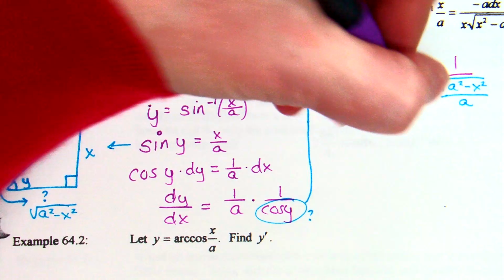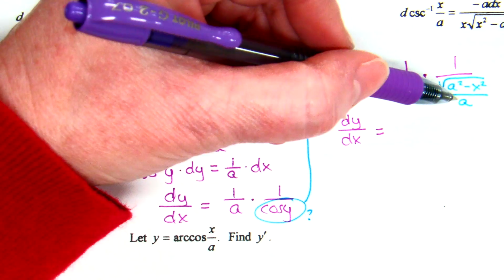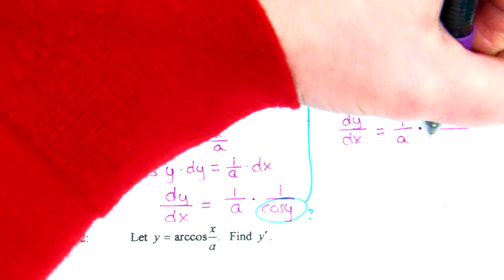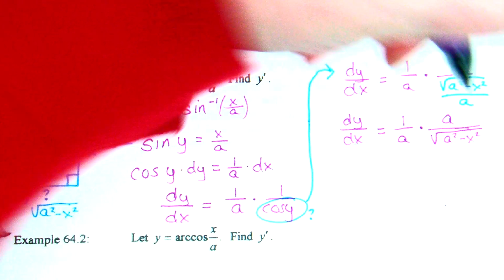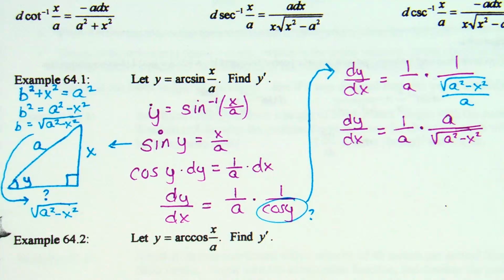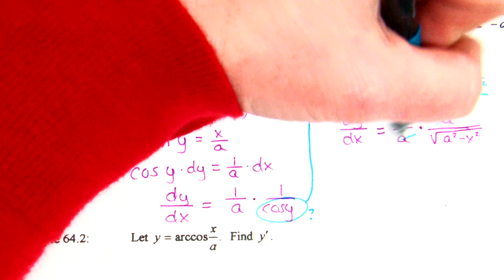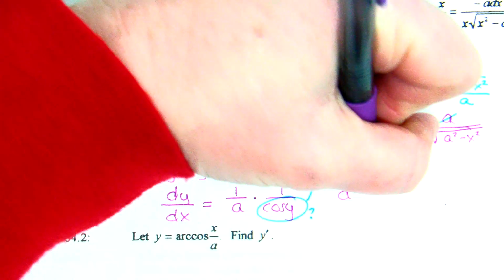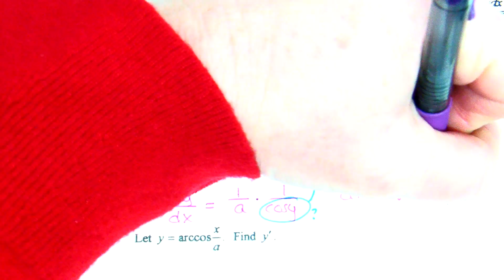Okay, guys, 1 divided by this fraction. What really happens? It flips. So 1 over this fraction, I can really just flip this fraction, and it's a over the square root of a squared minus x squared. And the reason I didn't want to use a to the negative 1 is my a's cancel. And so I have the derivative: dy dx is equal to 1 over the square root of a squared minus x squared.